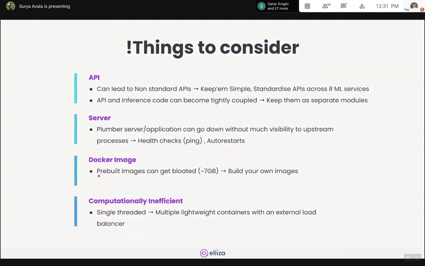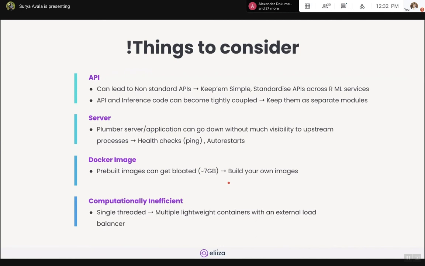Another pitfall is that if you're using these pre-built images, they can get bloated, so the start times of these Docker containers might be really high. For example, this Rocker ML image that I'm using is about 7 gigabytes because they have installed a bunch of stuff while trying to appeal to a wider range of audience. So it's always recommended to build your own. These pre-built images are easier for experimentation and prototyping, but when you're productionizing, it's recommended that we keep these containers as lightweight as possible.